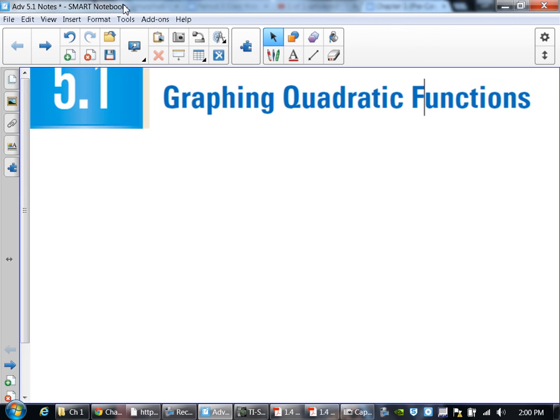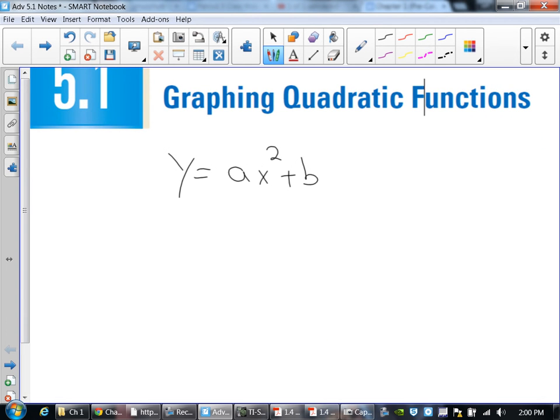Y equals ax squared plus bx plus c. Vaguely remember that? Yes. Okay. When you graphed those, you're right, they were parabolas. They were all parabolas.